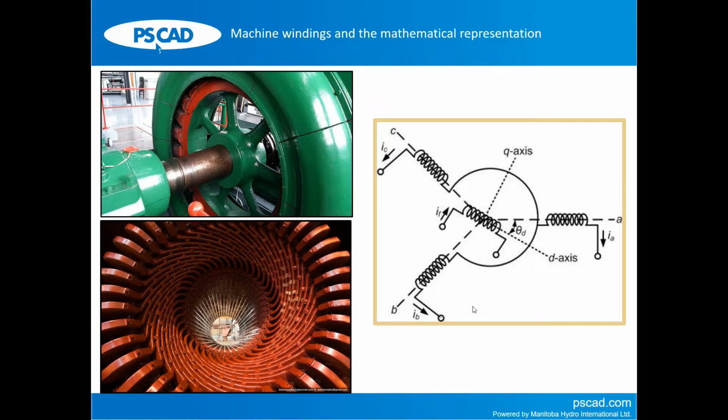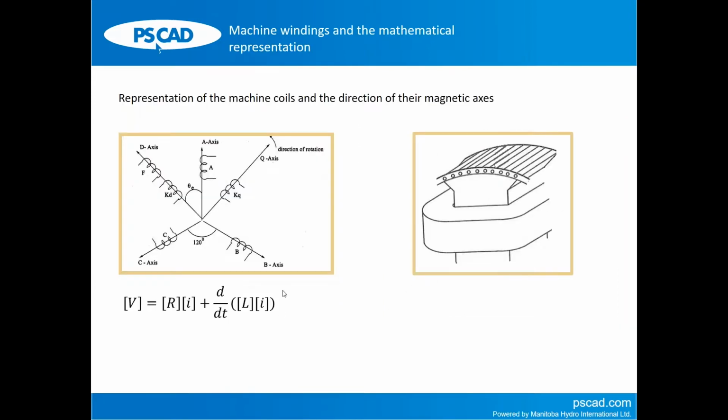In order to make the response of the machine more accurate and realistic, we need to model some other phenomena outside of these 4 windings. And the most crucial of those phenomena are the so-called damping or damper impacts, right?